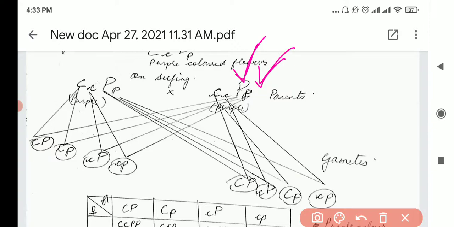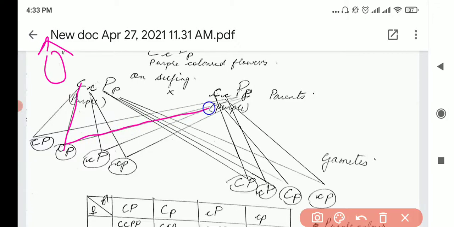So this is all probability. I'm not saying that 8 gametes will form. This is all probability. So again you drop down from the same father, and then you cross with the other mother gamete. So capital C and small p, we got the second gamete. I hope this is much clearer. Then you have to make two. So small c, the next one we are having is small c.